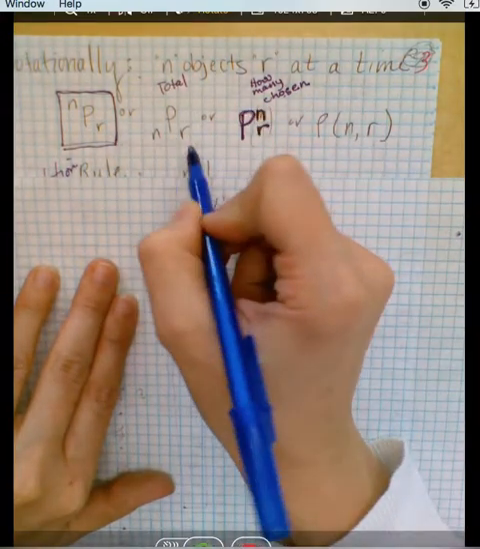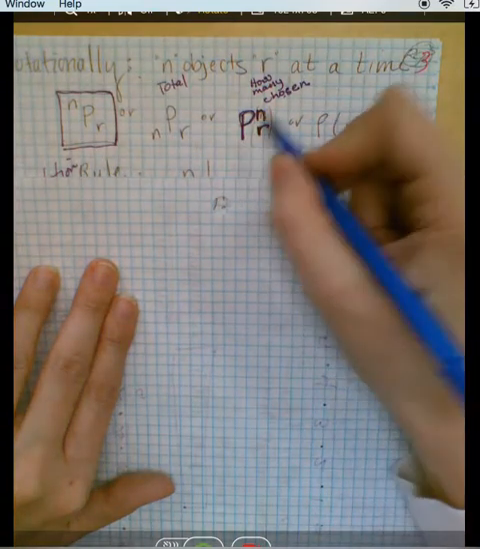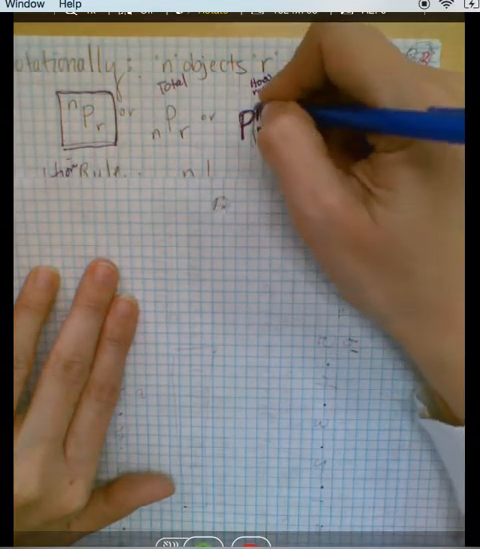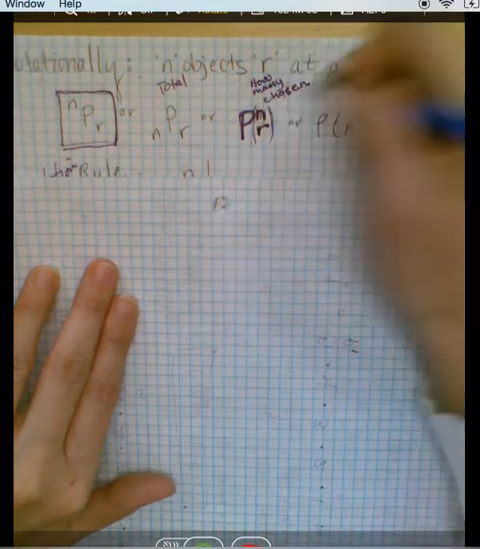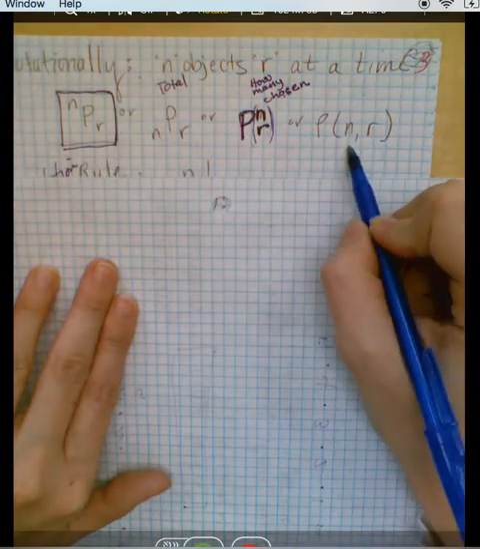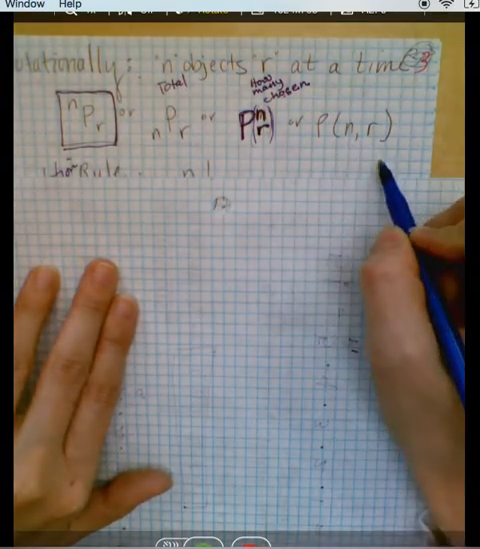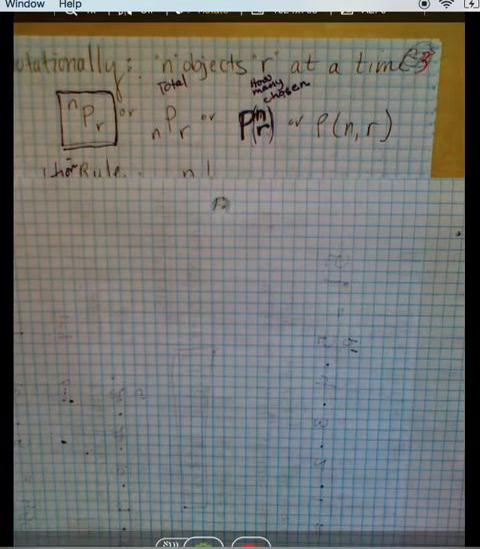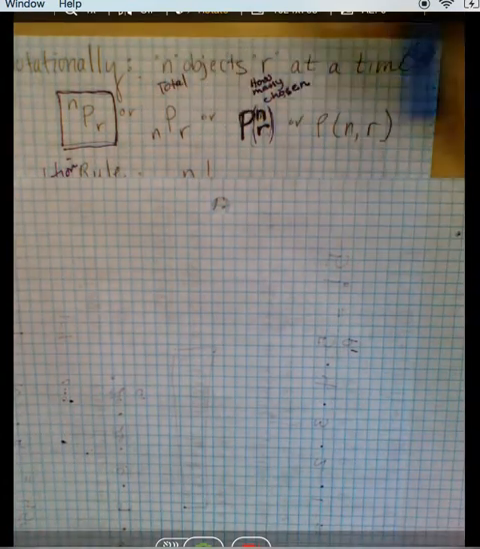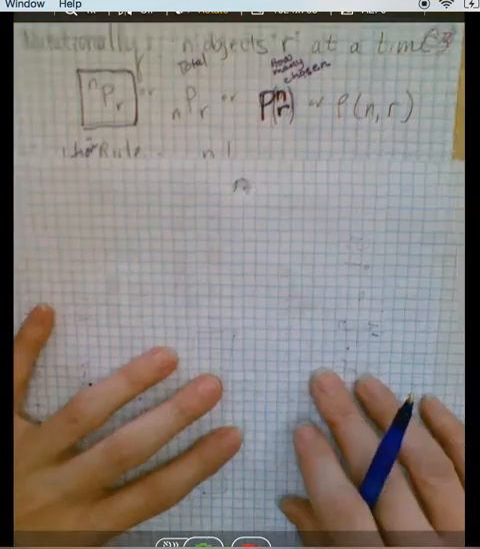A lot of calculators write it like this, or P with sort of a vector notation here with n over r, or sometimes it's written as P and then n, r. So of course, math being the trickster that it is, has got lots of different ways to write the same thing.